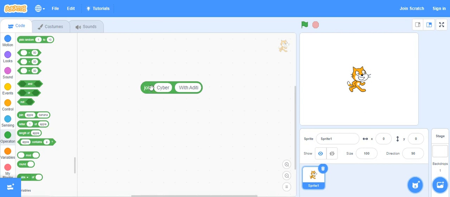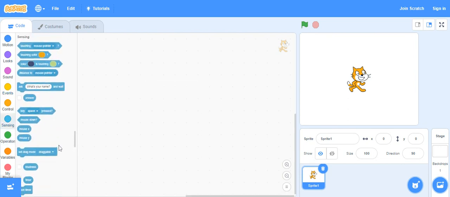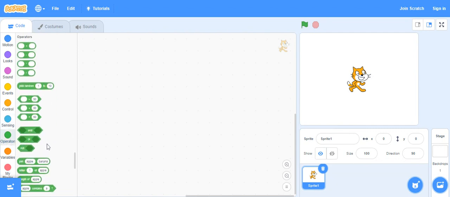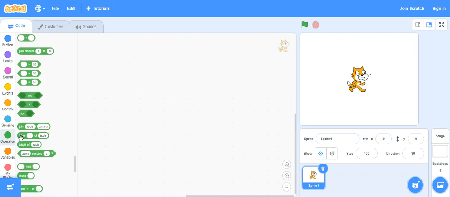It can also join big sentences and random numbers and the round edge blocks. By round edge blocks, I mean all the kind of round edge blocks, even loudness, timer, and answer, and mouse X and Y.